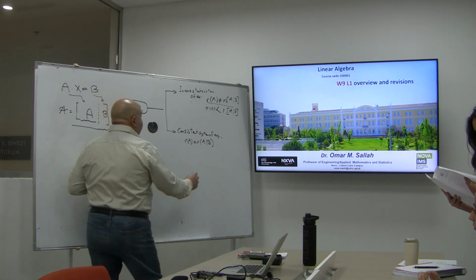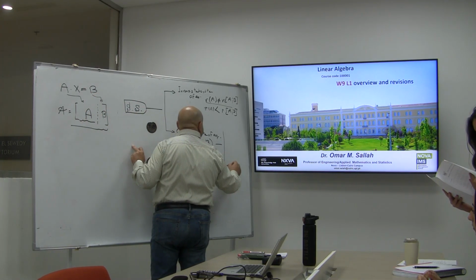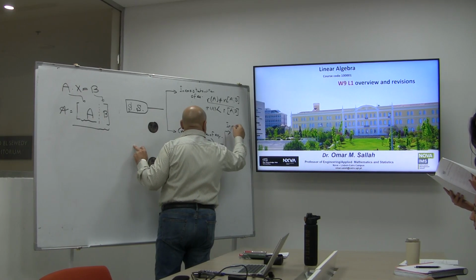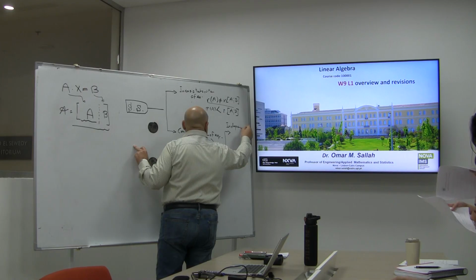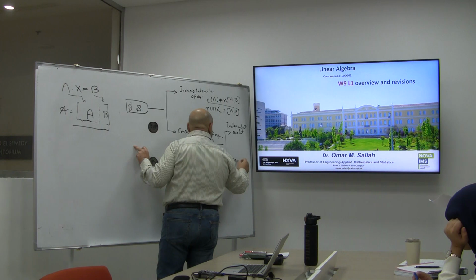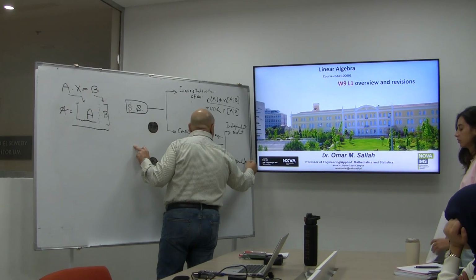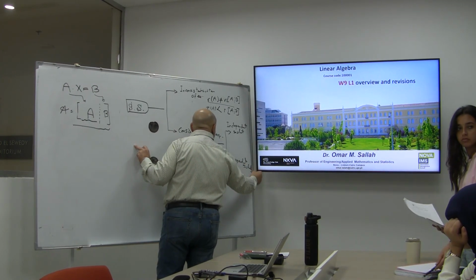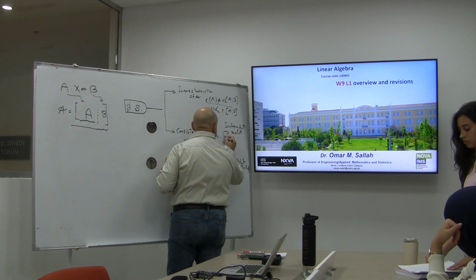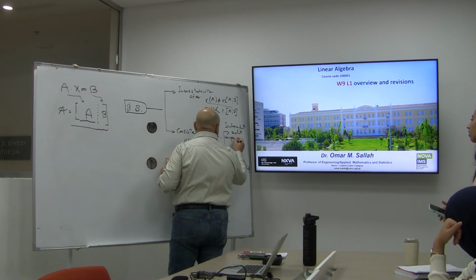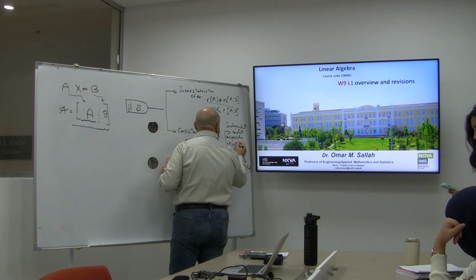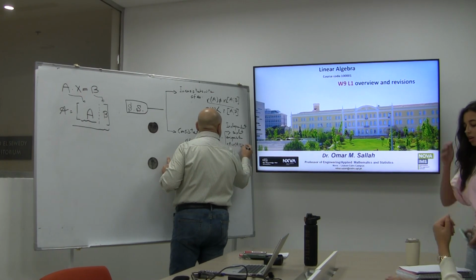Then it will lead you to another classification within a consistent system. Either consistent with an independent solution, or consistent with a dependent solution. What's the independent solution? The unique solution. This is called a unique solution. It will happen when the rank of A is equal to the rank of the augmented matrix, which is equal to the number of variables.